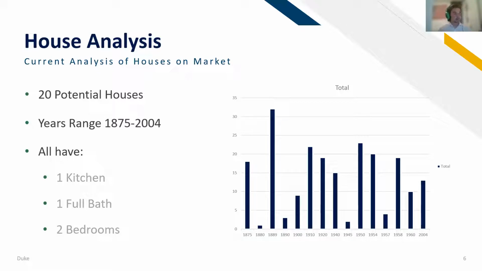But one thing that I noticed was all these houses, they all have 1 kitchen, they all have 1 full bath, and they all have at least 2 bedrooms. Therefore, there's some consistency between these houses and can help differentiate from one another.